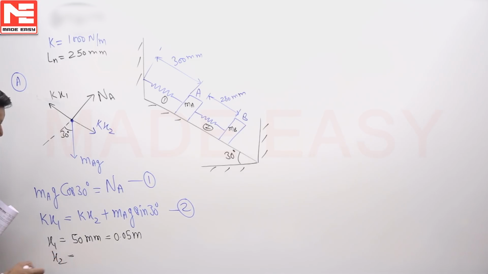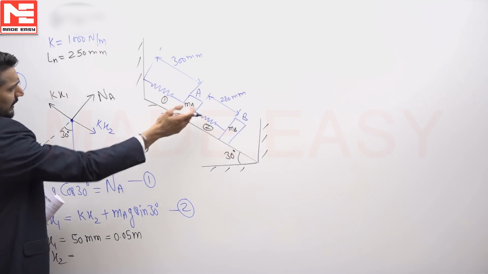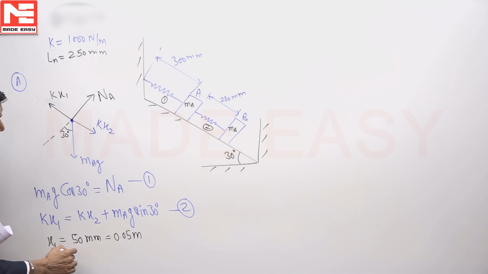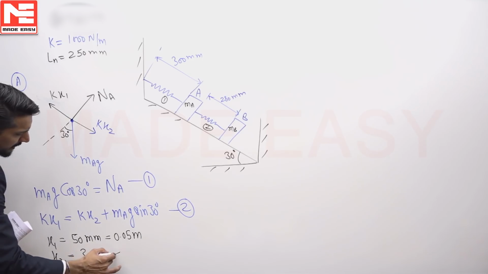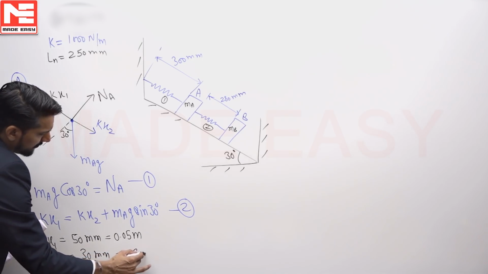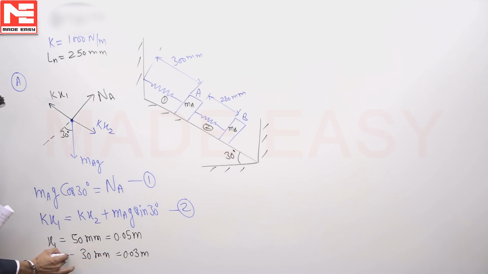And what is x2? X2 is again, 250 was the natural length, and now it is 280. So 280 minus 250, that is going to be 30 millimeter, and it is 0.03 meter. Okay, x1 x2 has come. This is first equation, this is second equation.